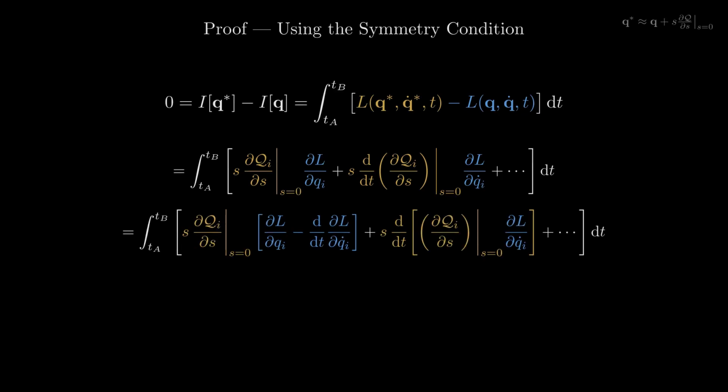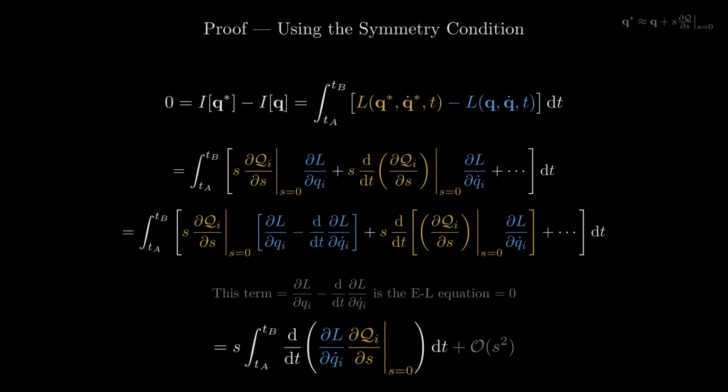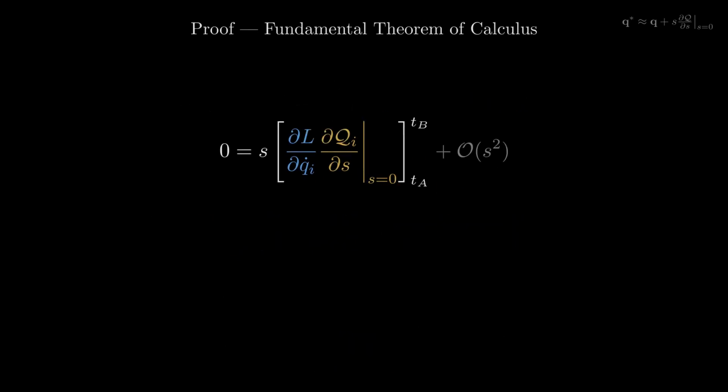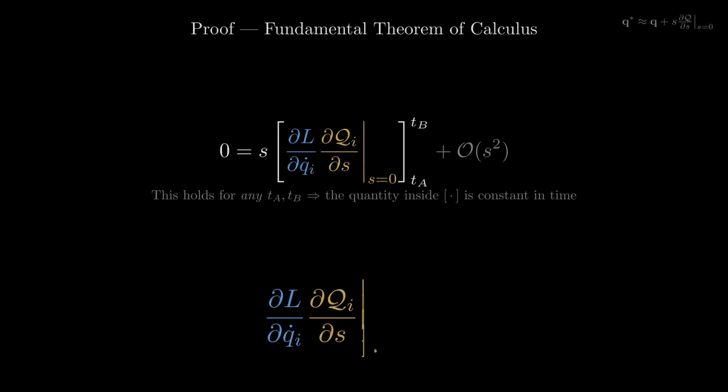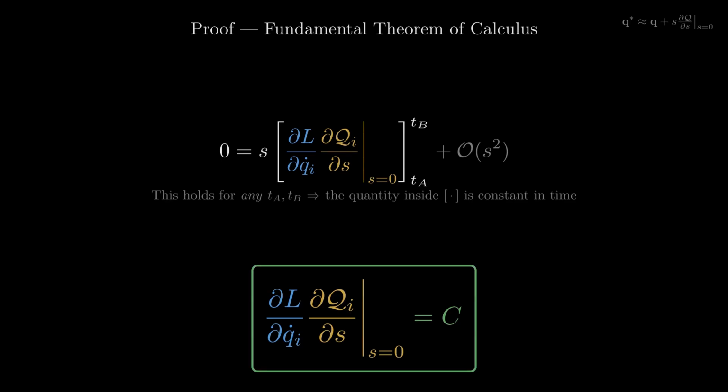We can now move this term inside the time derivative if we subtract off what we would get from the product rule. Now notice this term is exactly the Euler-Lagrange equation, which for any curve q that represents a physical system must be 0. Now we have an integral of a time derivative. These cancel each other out by the fundamental theorem of calculus to give us this expression. Since we assumed this quantity was 0 for any time interval, this quantity must be invariant under time, so it's a conserved quantity, and Noether's theorem holds.